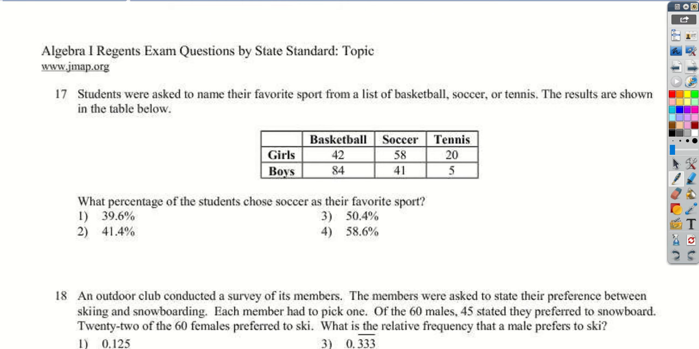What percentage of students chose soccer as their favorite sport? Now this is students, so this is everybody. So soccer is this column, so we want to add these up. So that's 99, and then remember what we would normally do is total all these. And then the grand total is going to go there. That's what we want to know: how many are in the survey all together? So if we add up 42, 58, 20, we'll get that number.